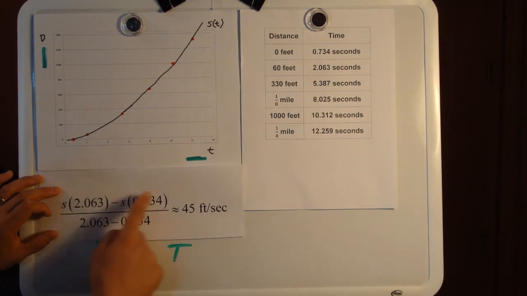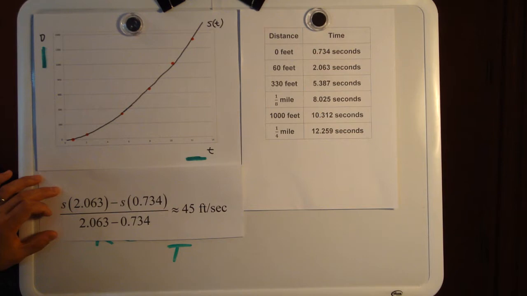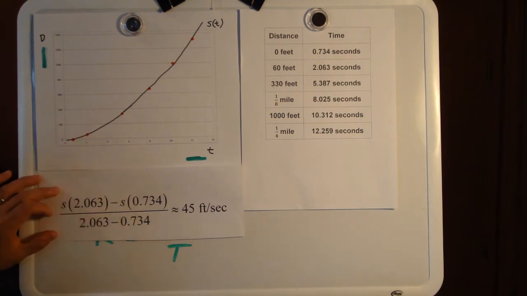So if you do a change in y over a change in x, this is our average speed, 45 feet per second. And you can tell that this falls pretty short of the 88 feet per second that we're looking for. But this would correspond to calculating the slope, right, given the first 2 points.